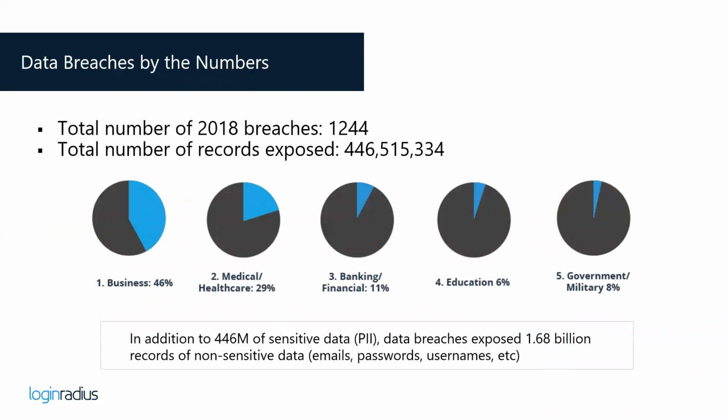Breaking down that number even further, the total number of reported breaches that occurred in 2018 was around 1,200, and the total number of records exposed is around 450 million. So keep in mind, this number is only that sensitive data, right? Including social insurance numbers, names and such, basic data you can use to identify a person. However, if we include all the non-sensitive data, such as emails, passwords, usernames, whatnot, the total number of records really goes up into the billions.